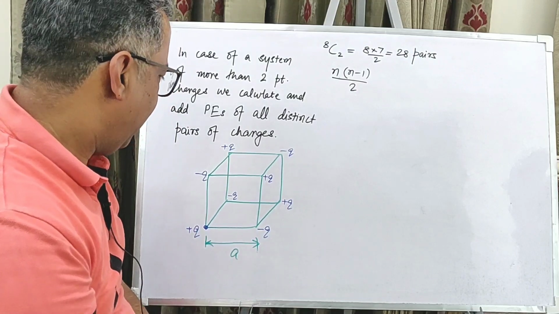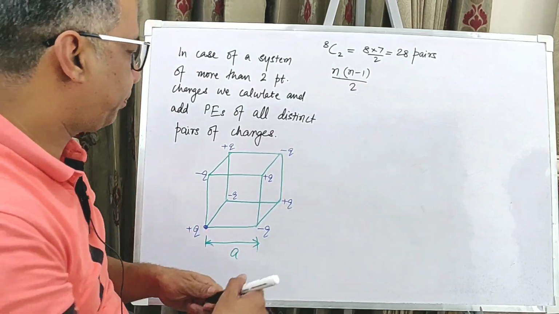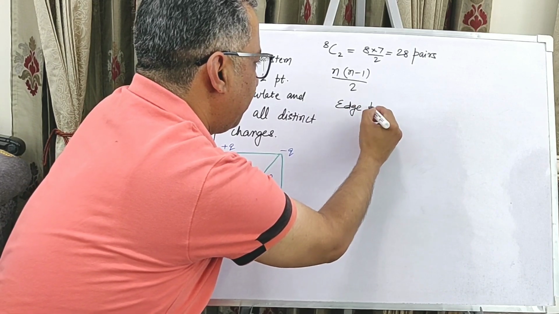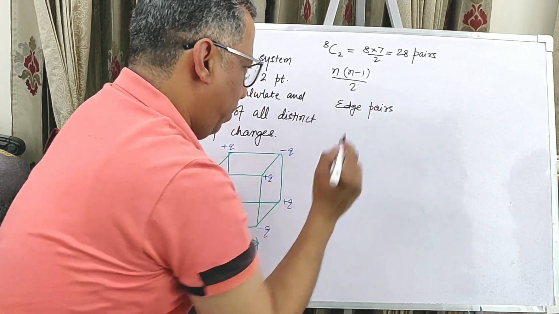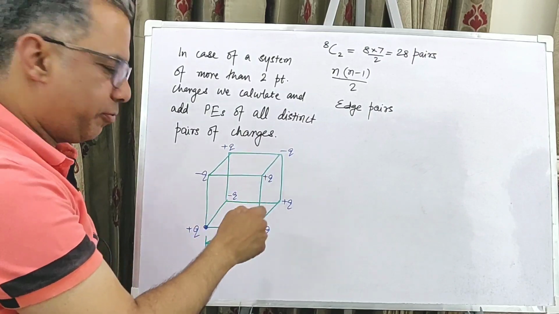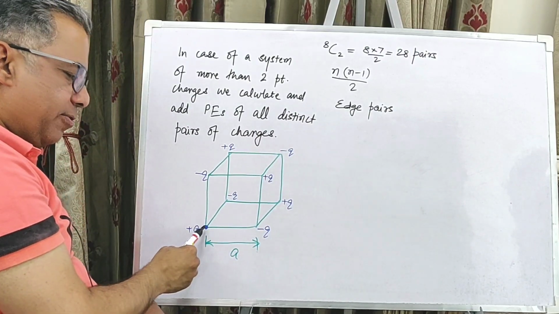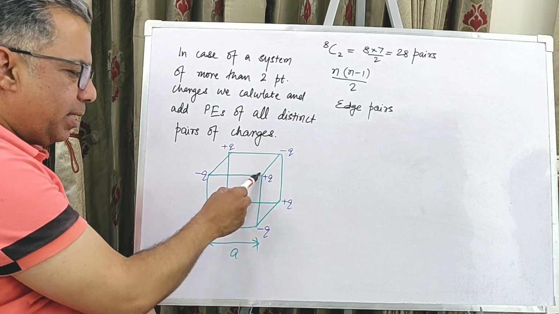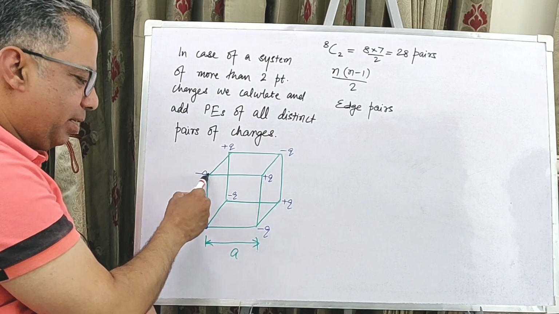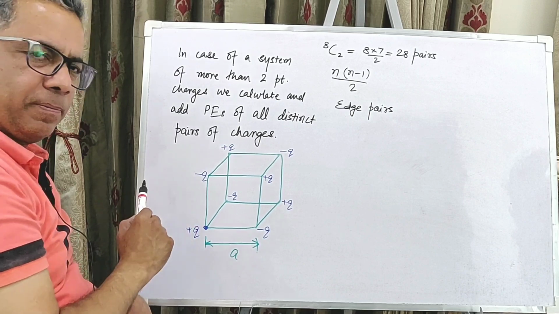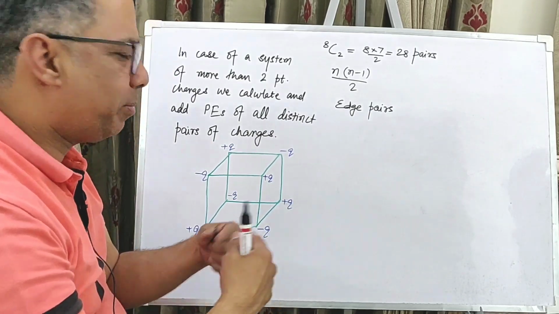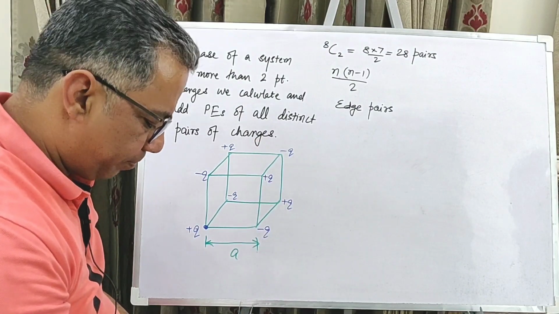Now, let's first look at the edge pairs, the pairs of charges on the edges of the cube. Let's start with this edge, plus Q and minus Q, and then minus Q and plus Q, and plus Q and minus Q, minus Q and plus Q. So all the edges have equal and opposite charges placed on them.